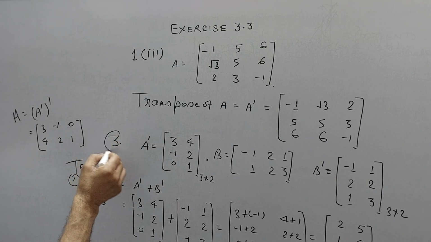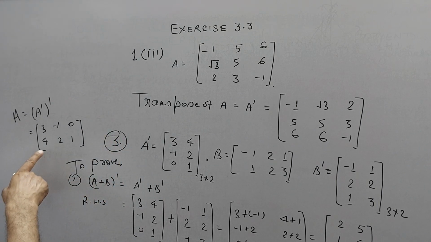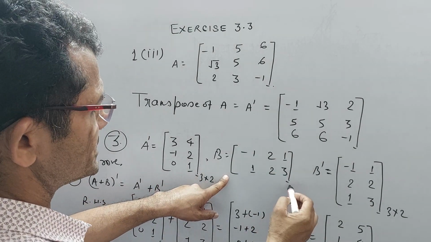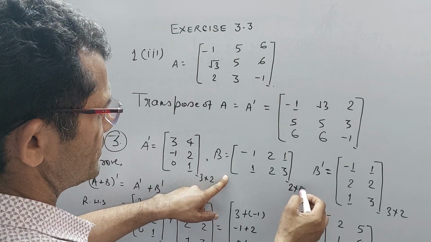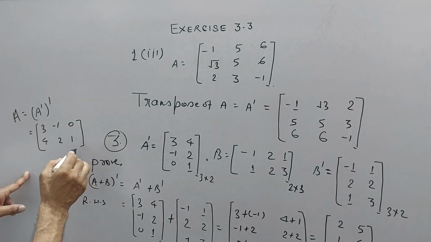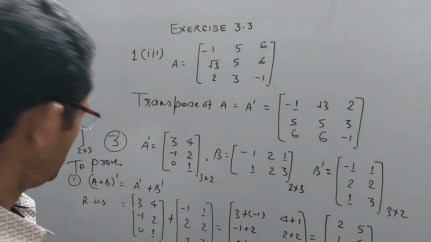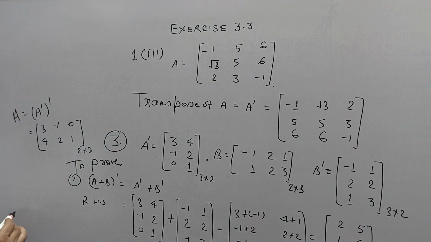Now look at that. This is matrix A and this is matrix B. Both have the same order. Its order is 2 rows 3 columns, and its order is also 2 rows 3 columns. Now it is possible, so we have to add these two matrices. The sum of these two matrices will be A plus B, just adding the corresponding terms.